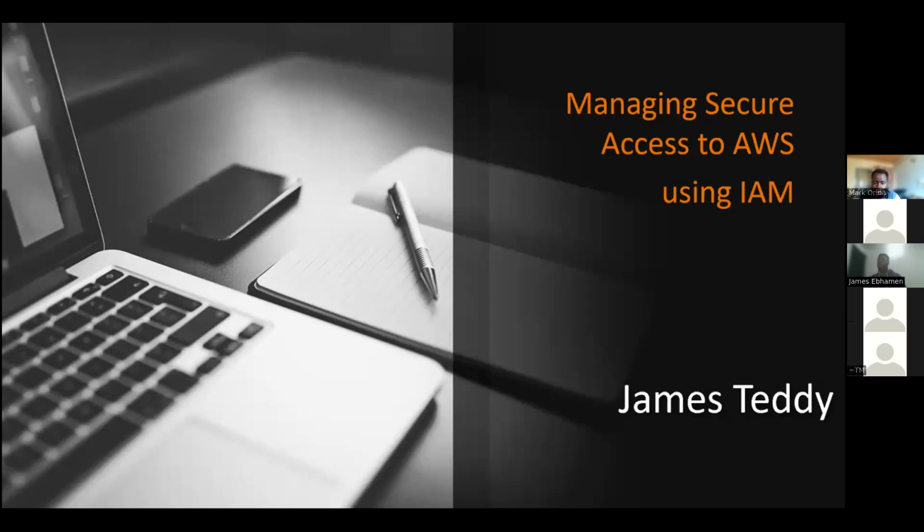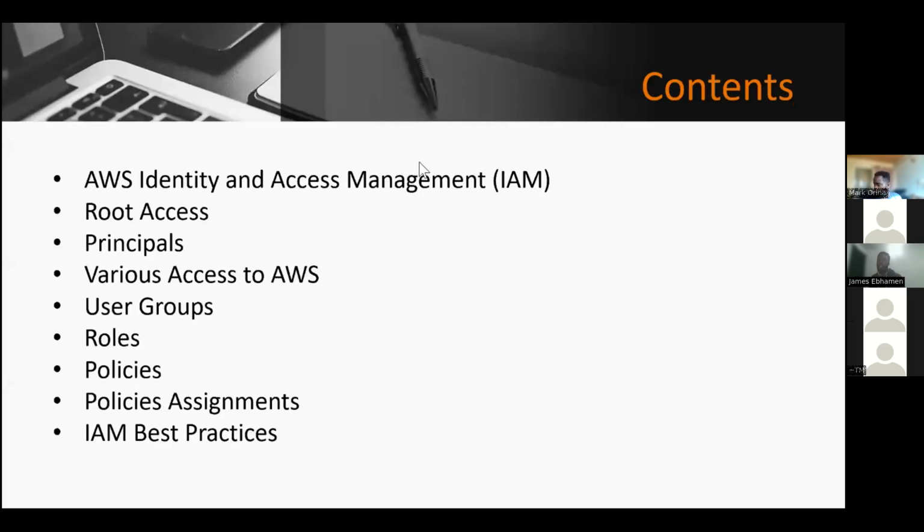Okay. So today I'll be speaking on managing secure access to AWS using IAM. I'll speak about what is IAM and various topics underneath. Let's see what the content consists of. We'll speak about AWS IAM, AWS Identity and Access Management. We'll speak about root access, how to access your IAM basically. We'll speak about the various people that could access IAM, which are the principals, various access to AWS. How could you access your AWS account? The various ways you could access your AWS account.